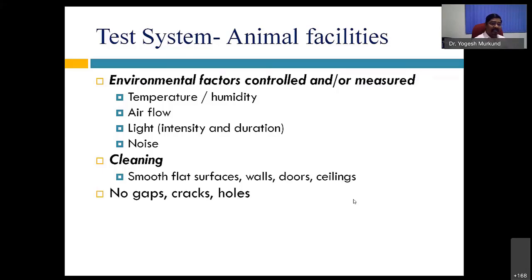Now, the construction of the laboratory also should consider materials that allow easy and thorough cleaning, and do not allow any test items or dirt to accumulate in corners and cracks and cause cross contamination with other materials. There should be smooth, flat surfaces, there should not be scratches, no gaps or ledges where dirt and dust can accumulate between walls, doors, or even ceilings. That's very important. And water should not accumulate.